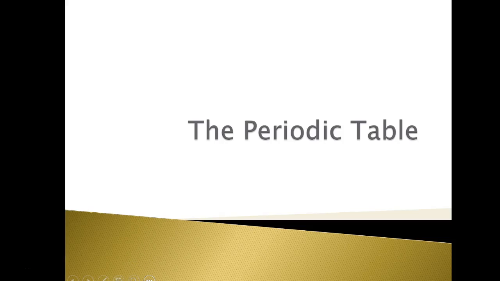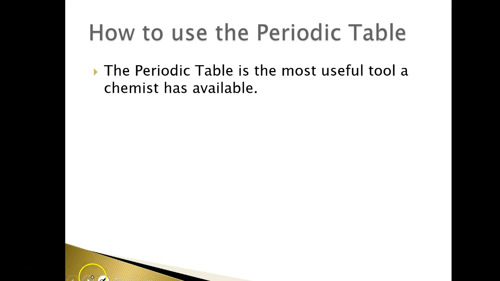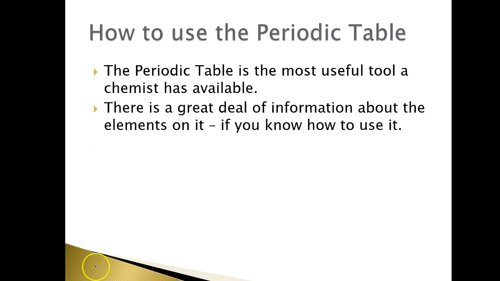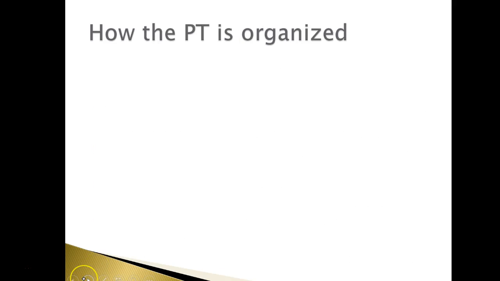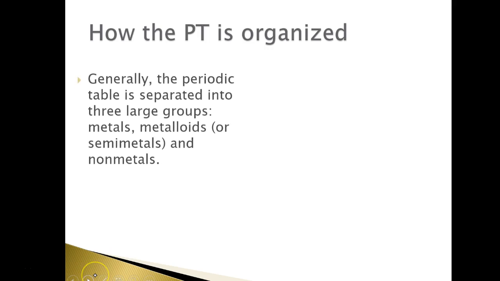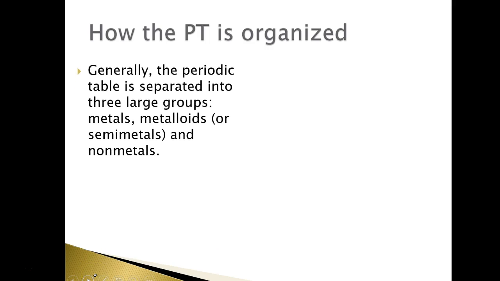Okay, so now we're going to talk about the periodic table. And this is actually probably, aside from your calculator, probably the most useful tool you will use all year. A periodic table has a lot of information on it if you know how to use it. So I'm going to show you how to use it, how it's organized. It's separated into three large groups.